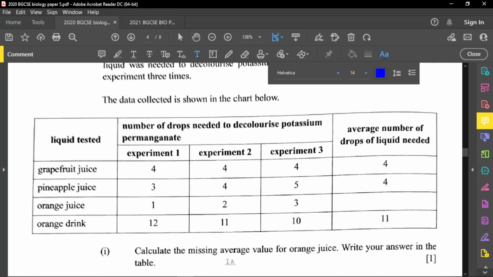Now, calculate the missing average value for orange juice. Write your answer in the table. So the average here is 1 plus 2 plus 3 divided by 3. And we get 2, because it's 6 over 3, which is 2. So 2 is your missing value. That's the average number there for orange juice. OJ is 2 drops.